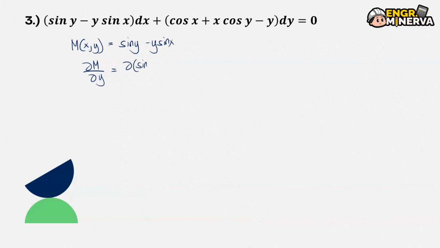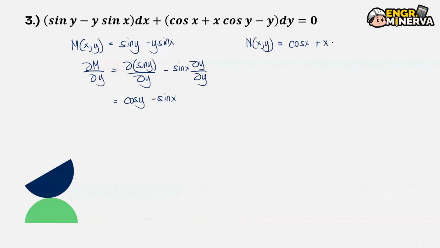That would be the derivative of sine y with respect to y minus, since x is a constant, we can factor out sine x. That would be cosine y minus sine x. Next, for our N as a function of x and y, that equals cosine x plus x cosine y minus y.